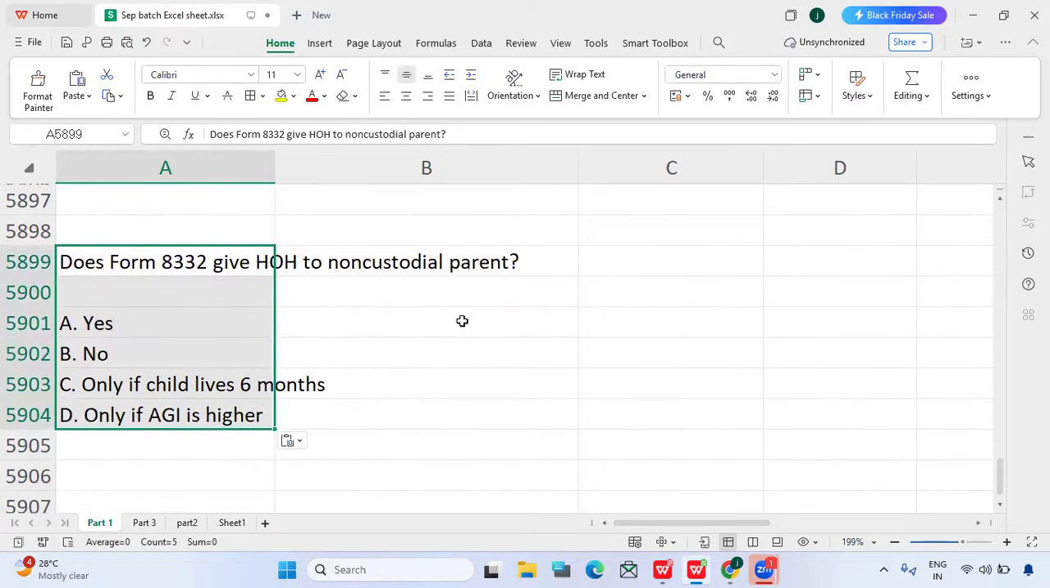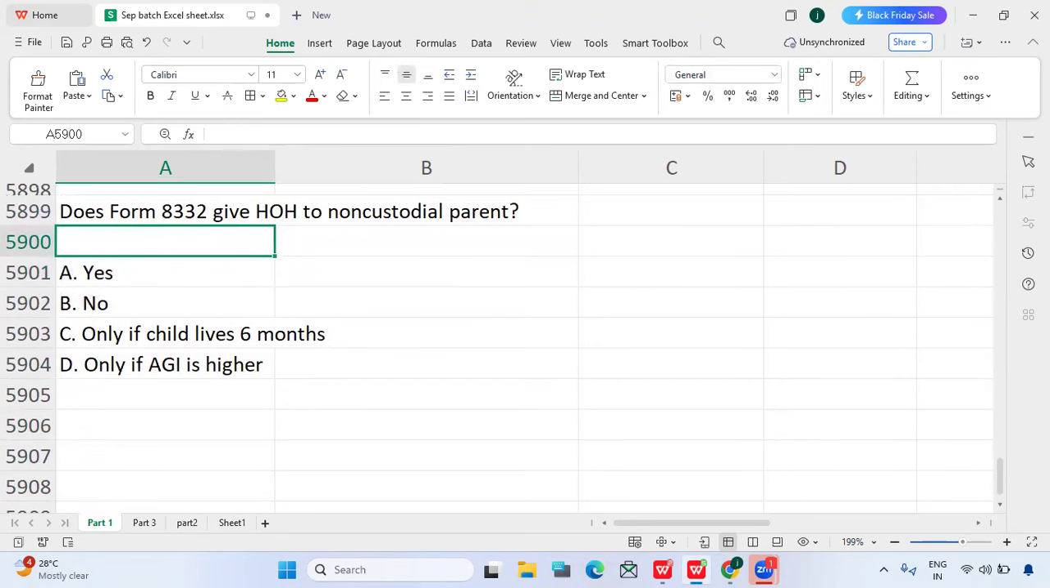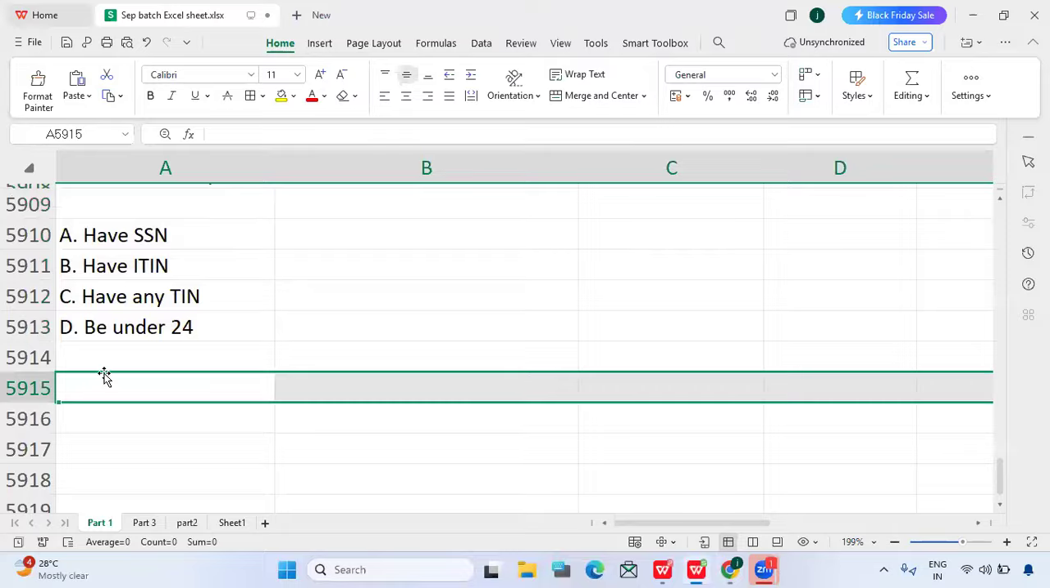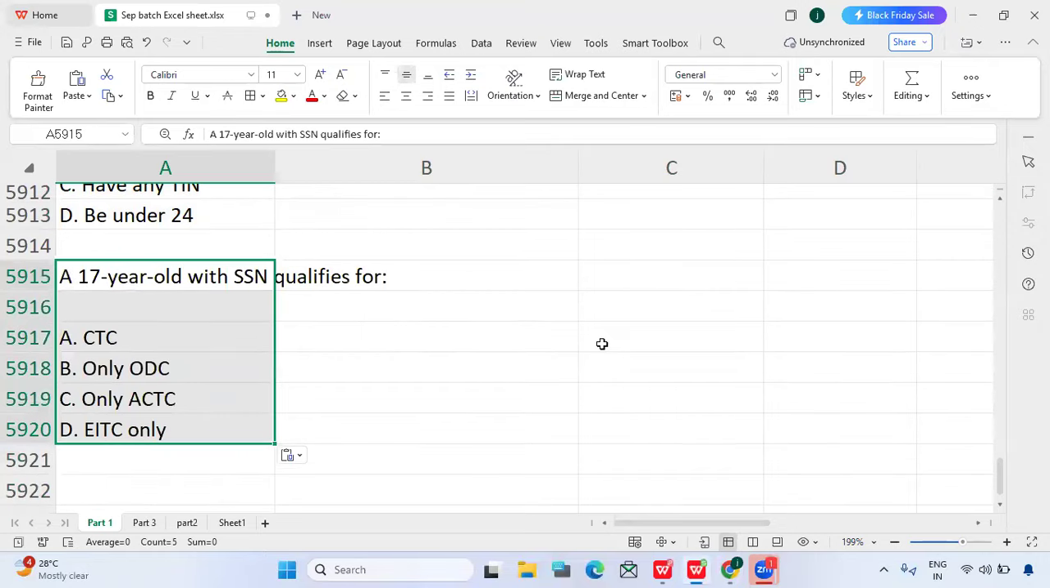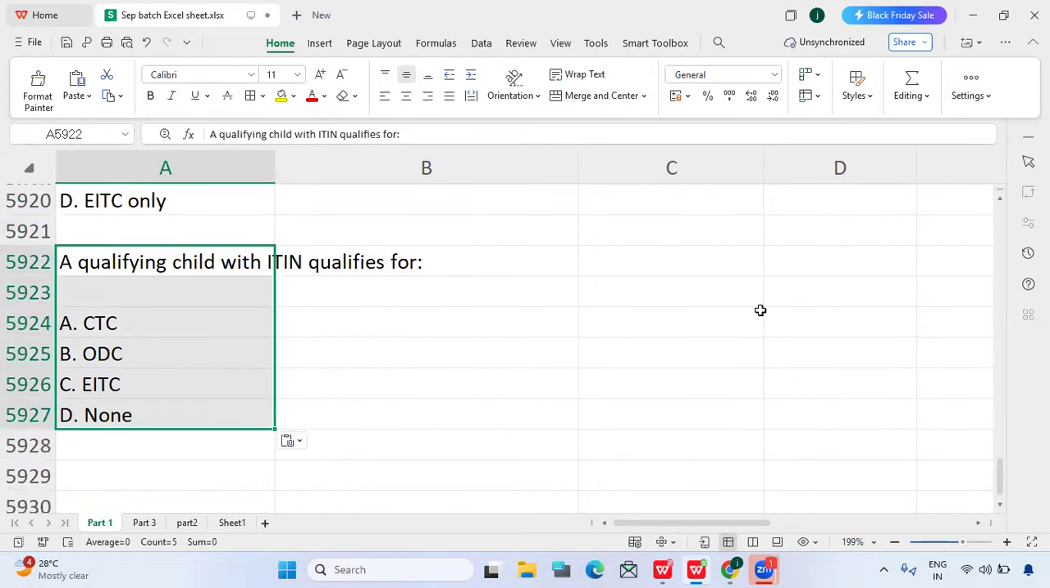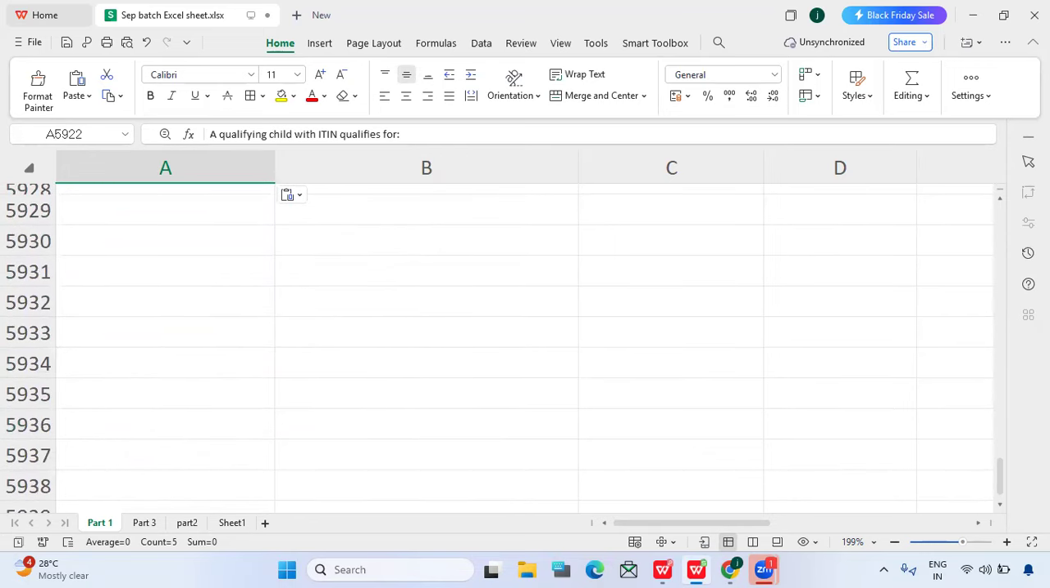Does 8332 give HOH to the non-custodial parent? No, no. To claim CTC, the dependent must have an SSN. This also we have seen. 17 years old with SSN qualify for child tax credit. So this is not required for now. Qualifying children with 18 qualify for, this is also not required. So this we can see in the credits topic.